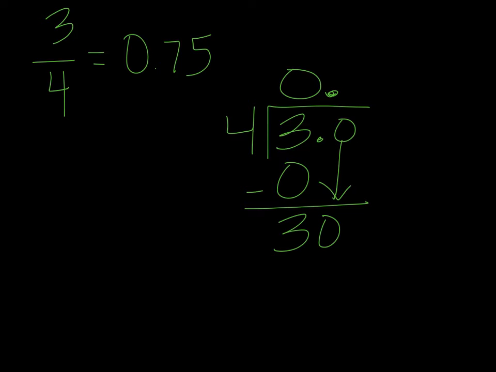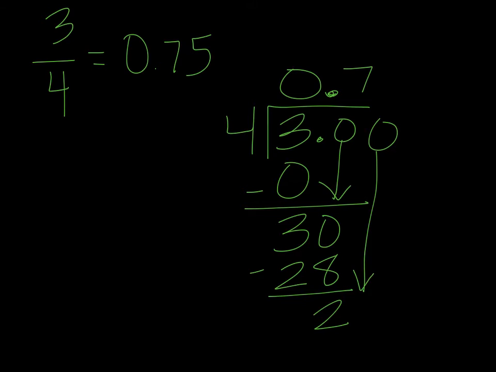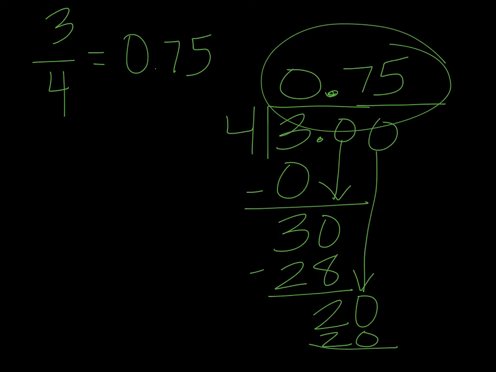add a 0, and bring that down. 4 goes into 30 7 times. 7 times 4 is 28. 30 minus 28 is 2. Bring down another 0. 4 goes into 20 5 times, which is 0.75. So to change a fraction to a decimal, our rule is to use long division.